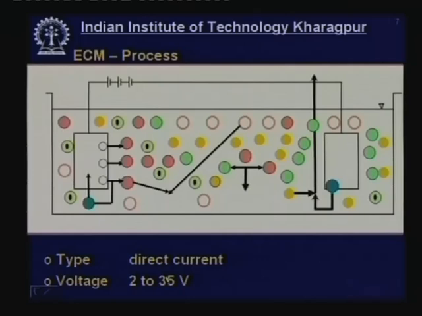Now, let us schematically see what happens typically when someone is trying to machine a ferrous material. Different types of materials can be machined, but for today's example we want to show schematically what happens when it is a ferrous material.